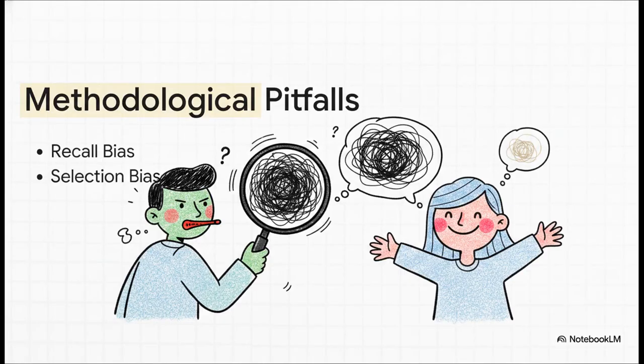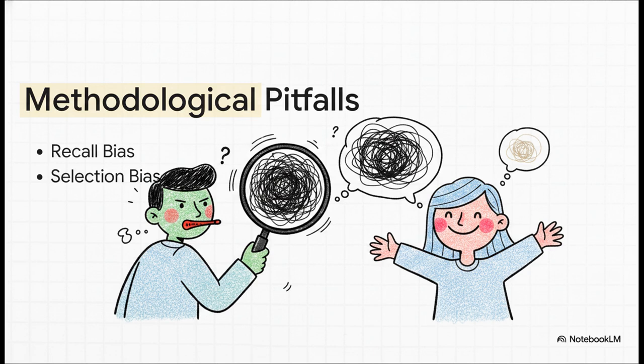But, as you might guess, looking backward has some pretty serious methodological pitfalls. The biggest threat here is recall bias. Think about it. A sick individual who is desperately searching for answers to their illness is going to scrutinize and maybe even misremember their past exposures way more intensely than a healthy control who has literally no reason to overanalyze their history. On top of that, recruiting a truly representative control group is incredibly difficult, which creates selection bias.